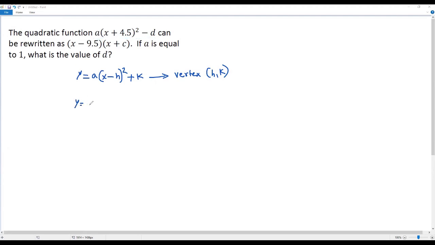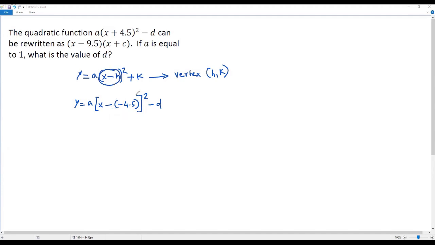Let me take the given quadratic function over here. That is y equals a times (x + 4.5)... and for this positive 4.5, we can write it as negative of negative 4.5 the whole square, and we can write this one as it is, that is minus d. Even when I simplify this one, it is still equal to x + 4.5 because negative times negative is positive. Then why do I write this positive 4.5 as a negative of negative 4.5? Because I want to get the stuff over here exactly in this form, x - h, so that I can get the value of h.